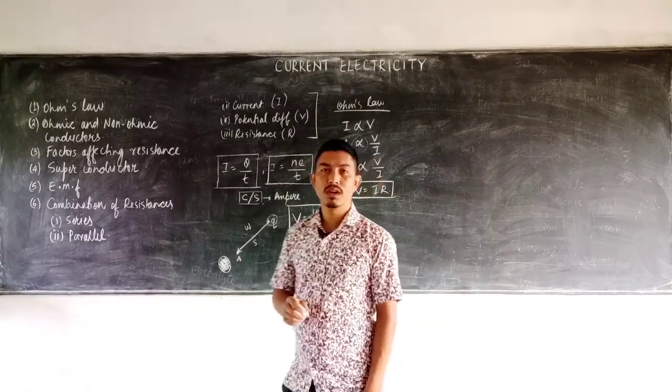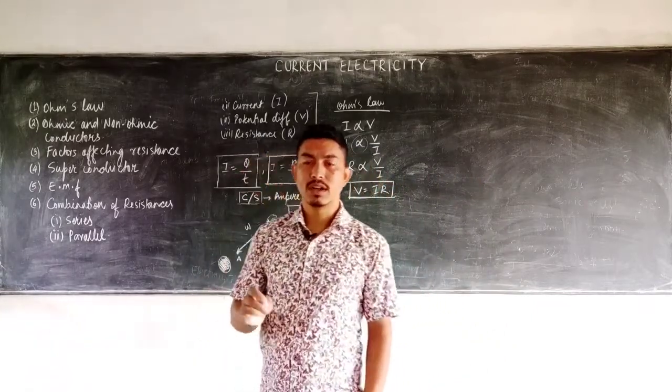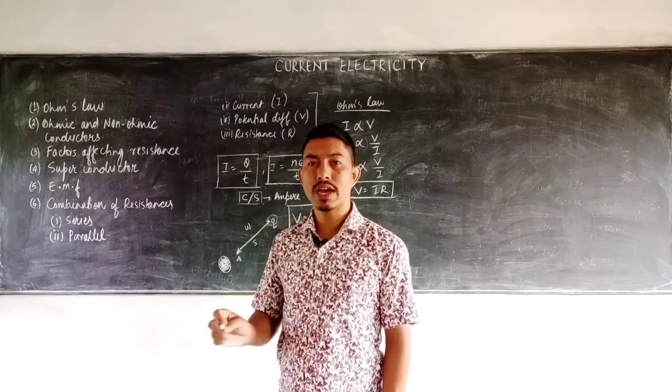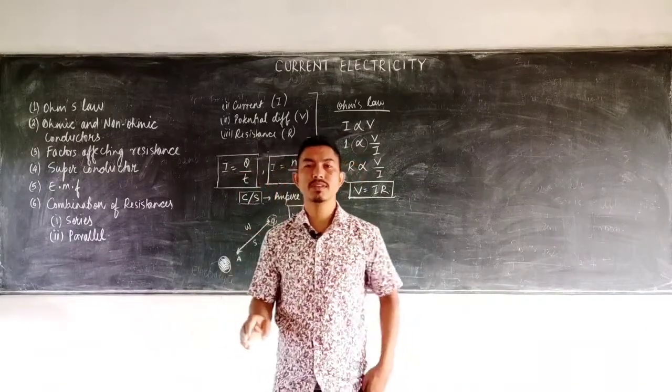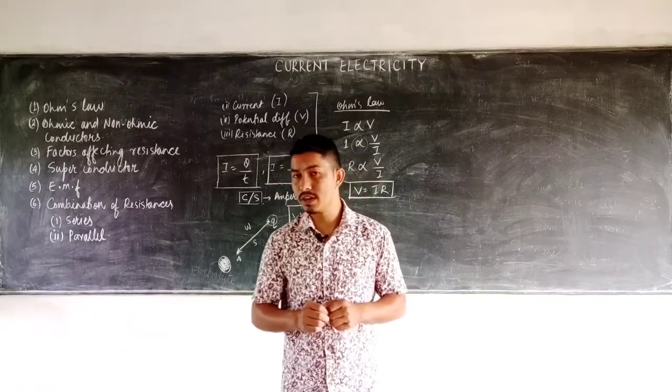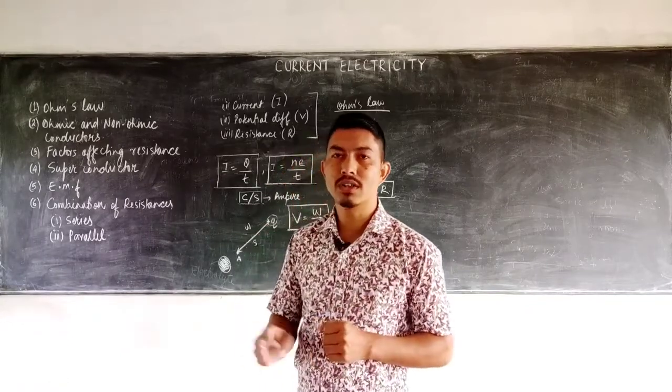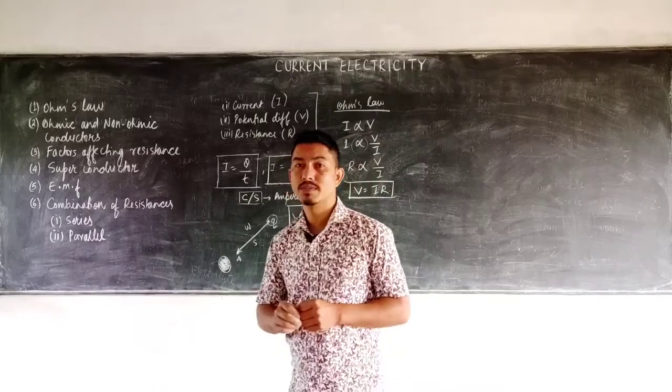So to define Ohm's law, you must state that the current flowing through the conductor is directly proportional to the potential difference maintained across its ends, provided the resistance or the temperature remains constant.